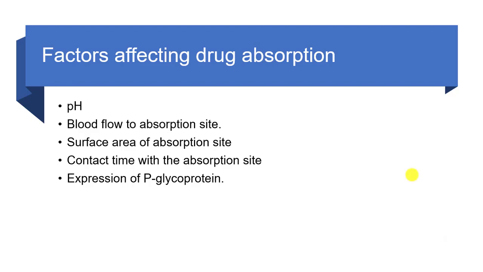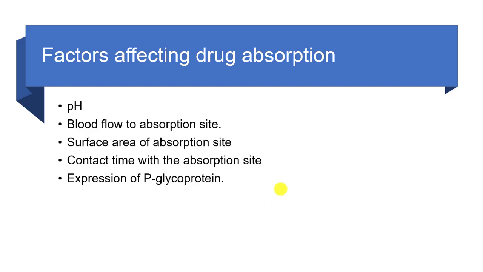So when we talk about the factors affecting drug absorption, we have a few important factors that affect how a drug is absorbed within the body, and they are: number one, pH; second, blood flow to the absorption site; third, surface area of the absorption site; fourth, contact time with the absorption site; and five, expression of P glycoprotein. I'm going to talk about these different factors in a bit of detail in the next few slides.